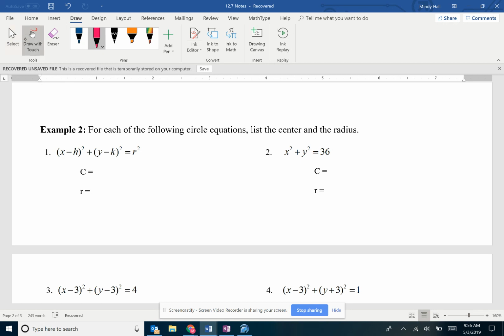So for this first one, just to remind you of the general rule for circles, the center is (h, k), so it's the opposite of whatever's there. And our r is also r because, again, you're taking the square root of that side. So if we look at number 2, I have nothing with the x, so I know it's 0. And I have nothing with the y, so I know my center's at 0, 0. And then my radius is going to be the square root of 36, which is just 6. Okay?